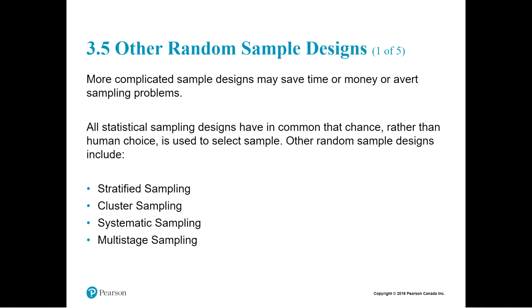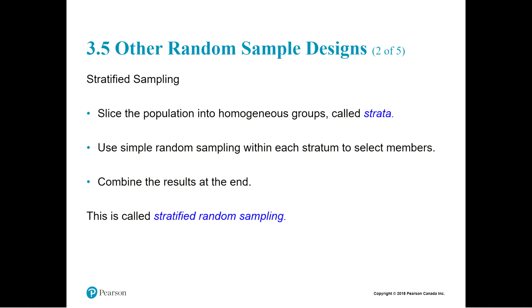Let's look at stratified sampling. Slice the population into homogeneous groups called strata. Use simple random sampling within each stratum to select members. Combine the results at the end. This is called stratified random sampling. So you basically make groups, choose from those groups, and then put them back together.